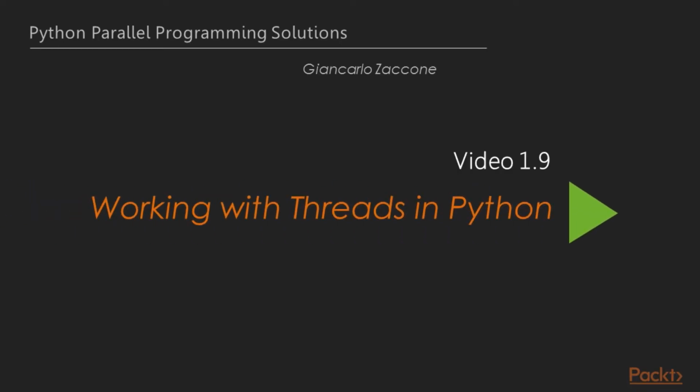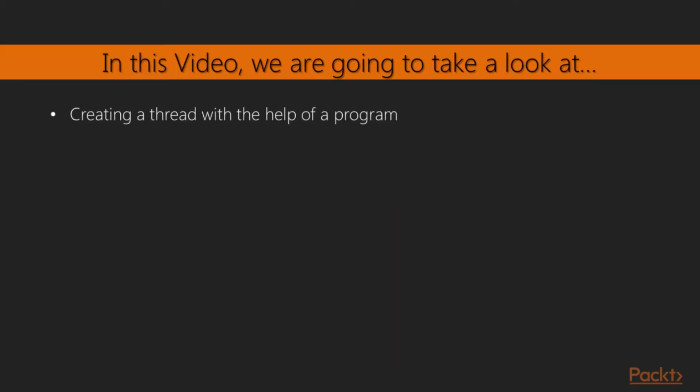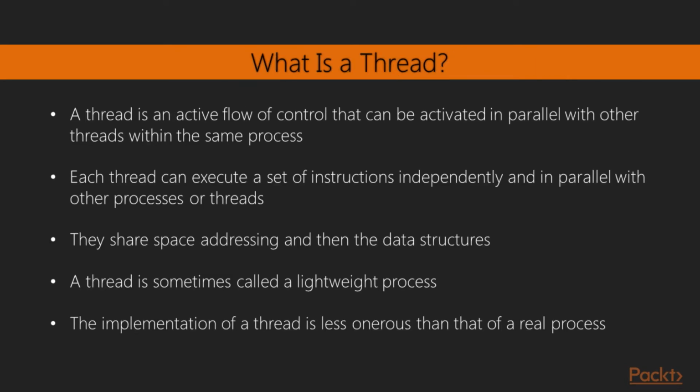In the previous video, we saw how to work with processes in Python. This video will explain how to work with threads in Python. A thread is an active flow of control that can be activated in parallel with other threads within the same process. The term flow control means a sequential execution of machine instructions. Each thread can execute a set of instructions, typically a function, independently and in parallel with other processes or threads.